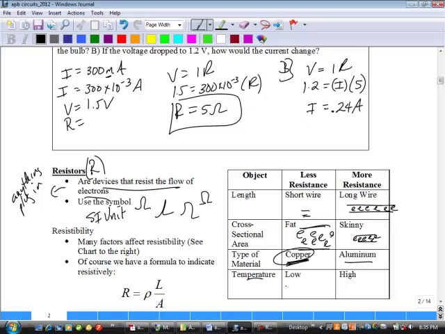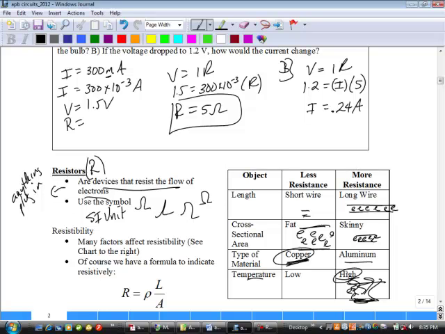Temperature also has to do with resistance. A low temperature versus a high temperature. Think about what temperature is. High temperature means those molecules are going to wiggle, jiggle around more. So as they wiggle and jiggle around more, they have greater opportunity to get stuck, so they will have a higher resistance.